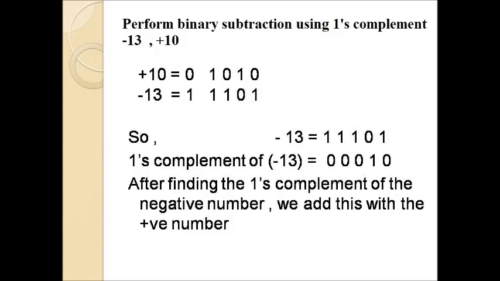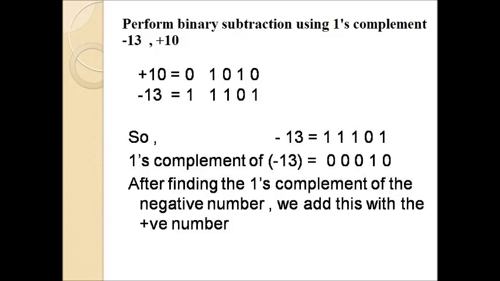Okay, here we can see another example. Here we are going to perform the operation using ones complement on -13 and +10. We can say this is also an example of a negative number with a higher magnitude. So here also we find the ones complement of the negative number only, right? The binary equivalents of +10 and -13 are written on the screen.